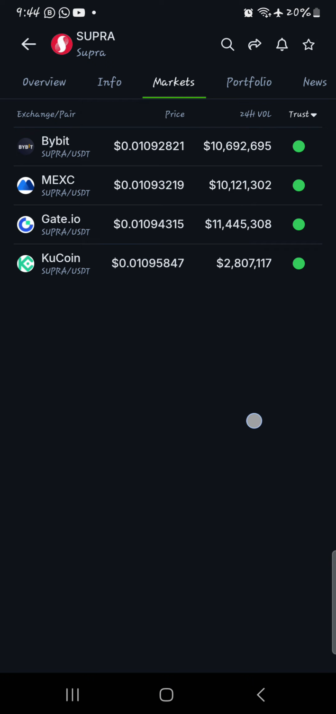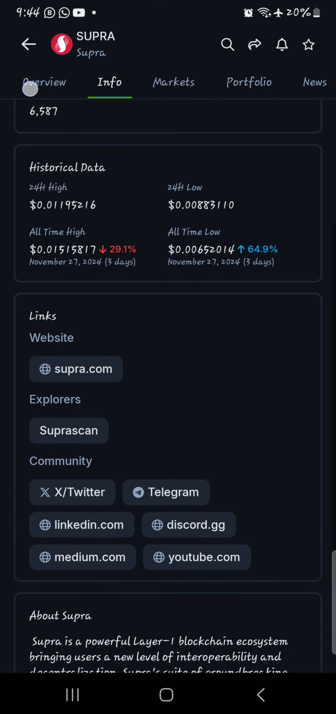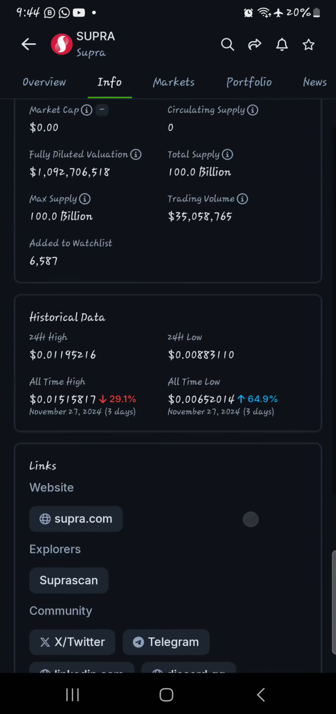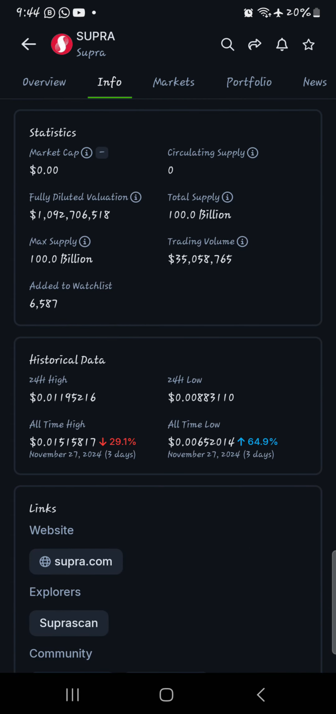This is crazy. But that's not what we want to see. We want to see what they're about. Powerful layer one, bringing interoperability and decentralization. Okay. Decentralized verifiable random function. I think Secret Network has something like that. But okay, they have it, nice but not very unique.